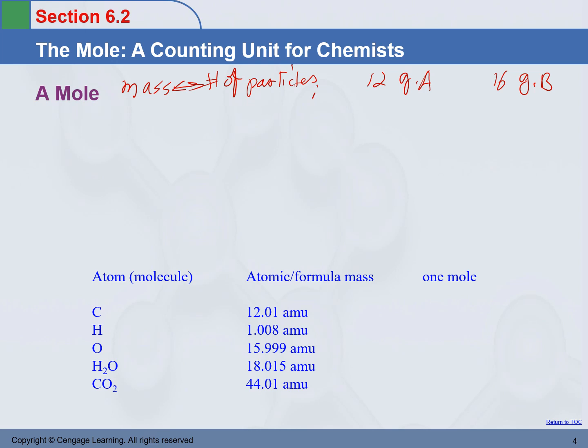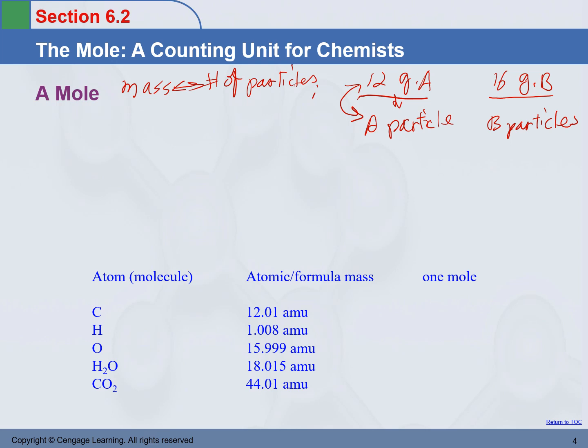Which means when you mix 12 grams of A and 16 grams of B together, you need to know how many A particles have been added to the system and how many B particles have been added into the system, so that you know if the two are in the correct ratio requested by the reaction. So now you see we do need a concept that links the mass and the number of particles together.